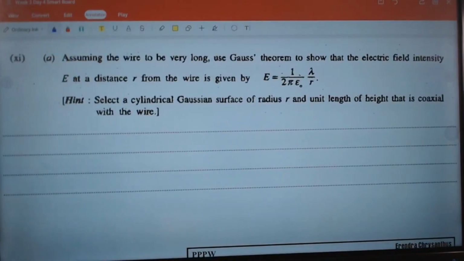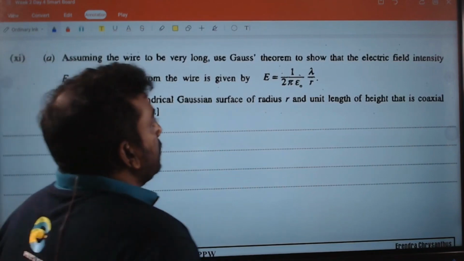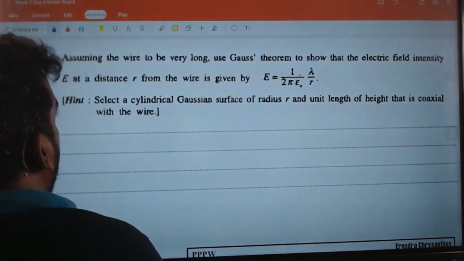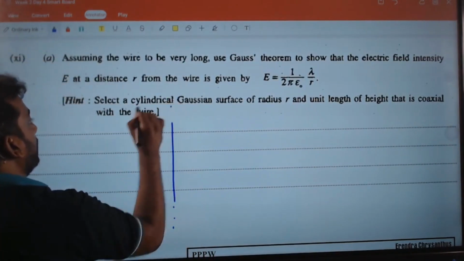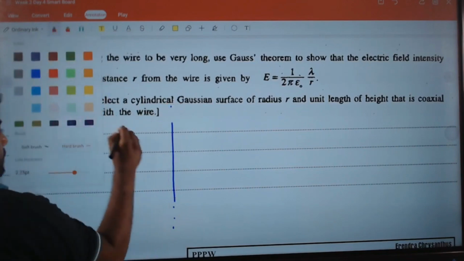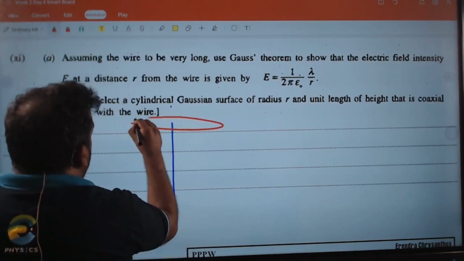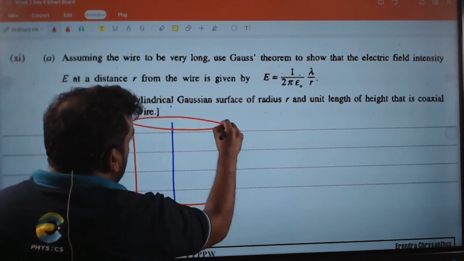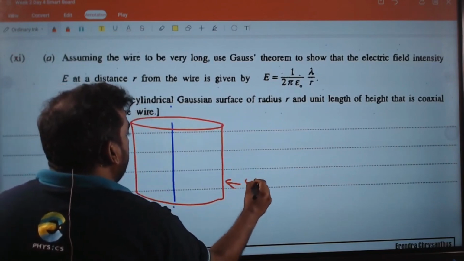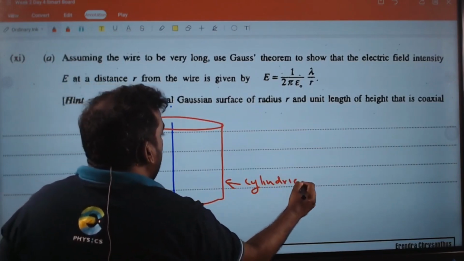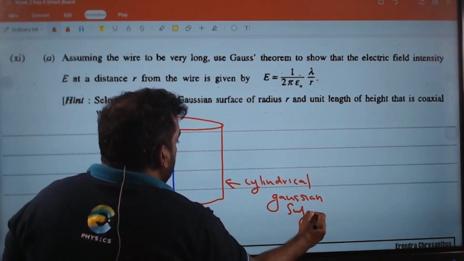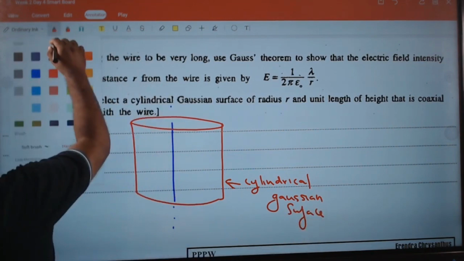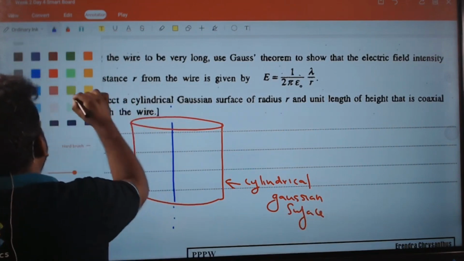Assuming the wire to be very long, using Gauss theorem, show that the electric field intensity at distance R is given by this equation. So the wire is infinitely long. I hope you all remember Gauss theorem. Consider a cylindrical Gaussian surface. Remember the wire is negatively charged.